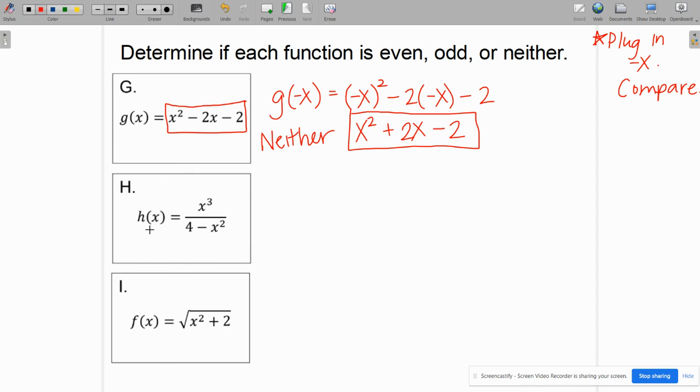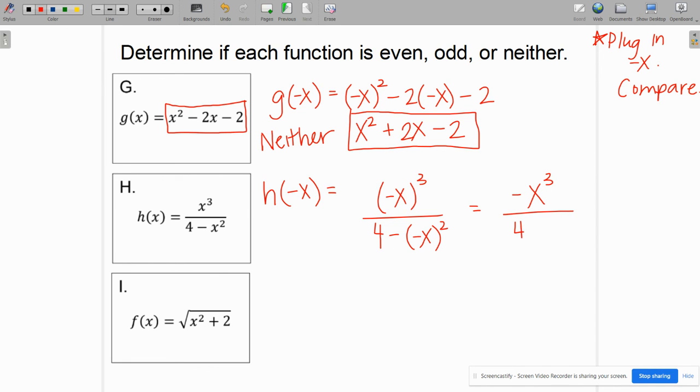We have this function, h of x equals x cubed over 4 minus x squared. So if we evaluate h of negative x, we plug negative x in. So negative x cubed over 4 minus negative x squared. Well, negative x times negative x times negative x is going to be negative x cubed, or the opposite of x cubed, over 4 minus, negative x times itself is going to be x squared. So you're subtracting a positive x squared.